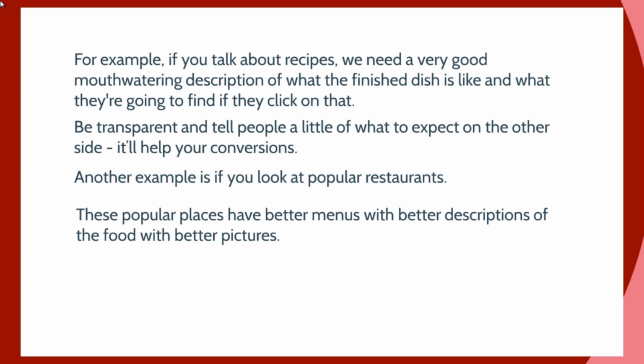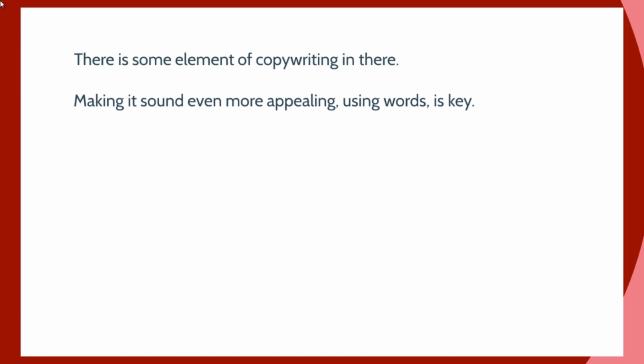Sometimes you can go on Google and do a search and find restaurants that you really like that are doing well, see if they have a menu on their website, and see how they've laid things out and use those descriptions. But if you keep with what I talked about in the previous slide, which was saving time, saving money, and not as many ingredients or not as many steps, those elements actually can help convert really well. So there is some element of sales copywriting in there. Basically, making it sound even more appealing using words is key.